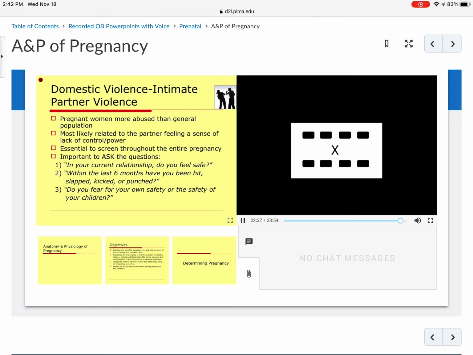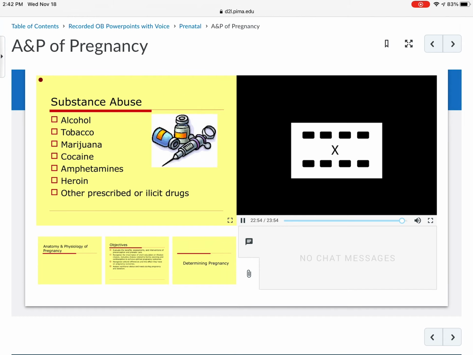Know that domestic violence is more common with pregnant women than the general population. And it's most likely related to the partner feeling a sense of lack of control or power. So we screen all our patients for domestic violence. We try to screen our patients for substance abuse. We look at those who are at a higher risk as well. And we screen, we try to educate as well.